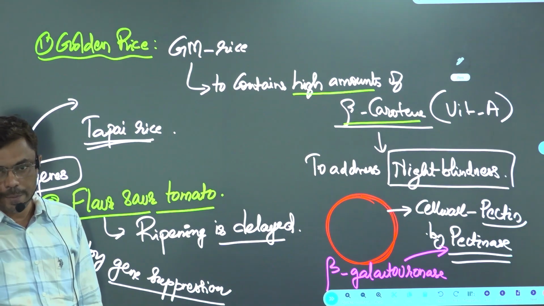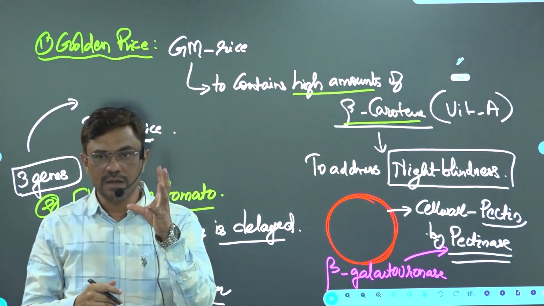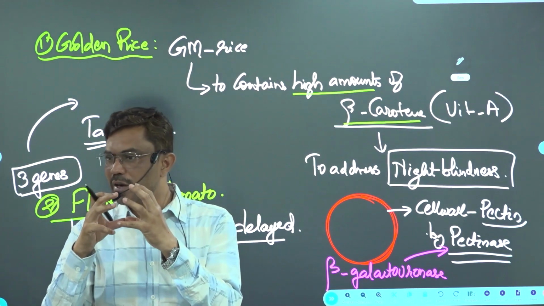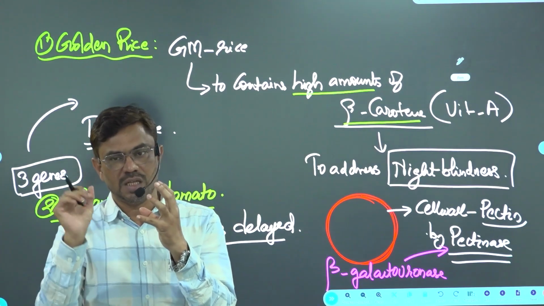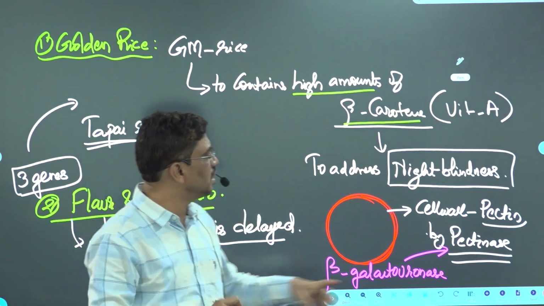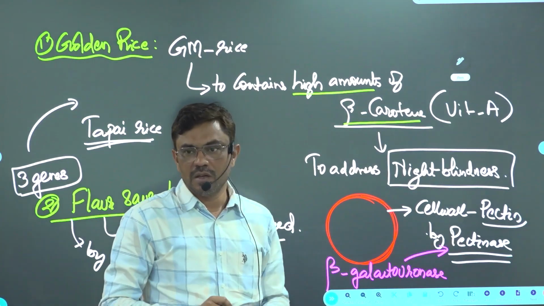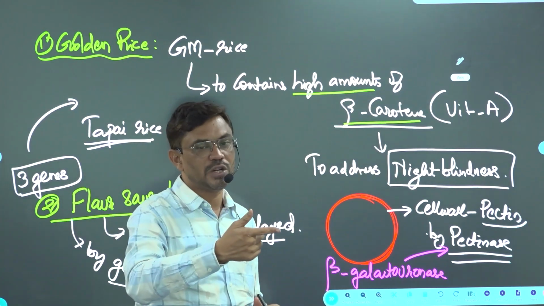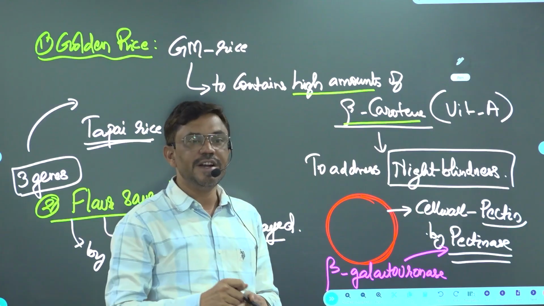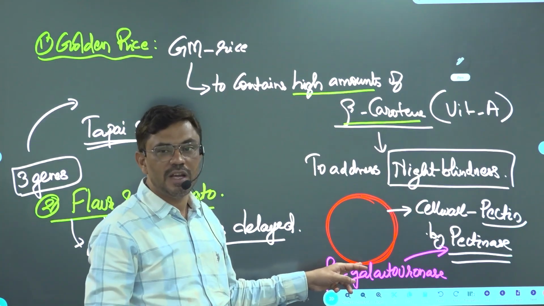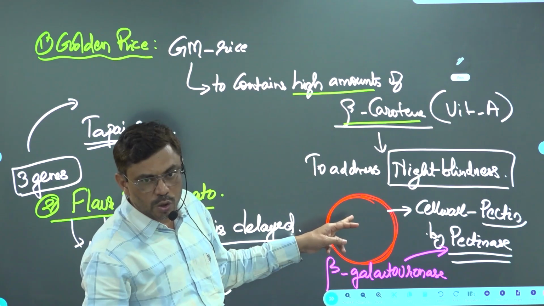Are you getting my point? Generally, the tomato contains a cell wall. The cell wall of tomato contains a substance called pectin, and this pectin is dissolved by the enzyme called pectinase. When the pectinase enzyme starts functioning, the ripening process will be started. Is it clear? Indirectly, the activity of this pectinase enzyme is enhanced by another enzyme called beta-galacturonase.